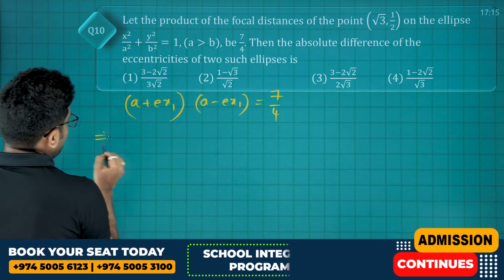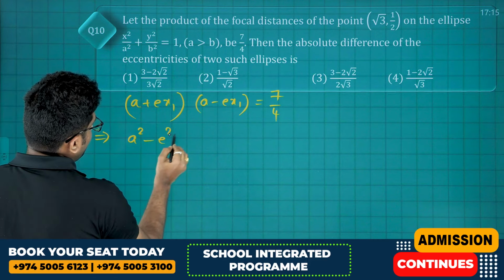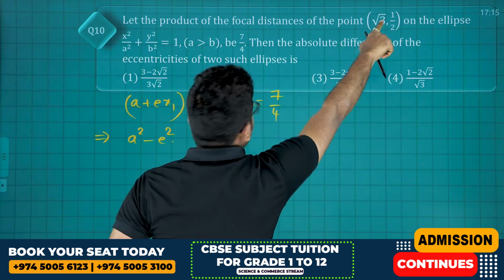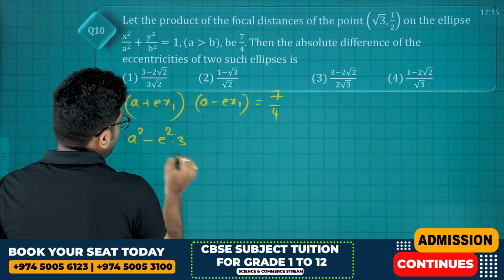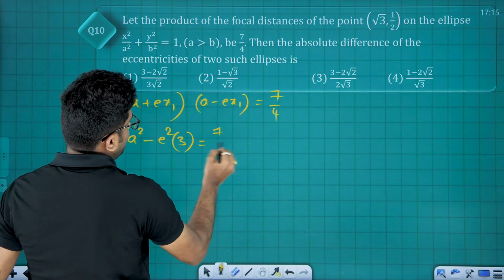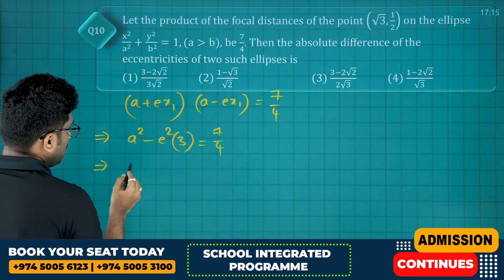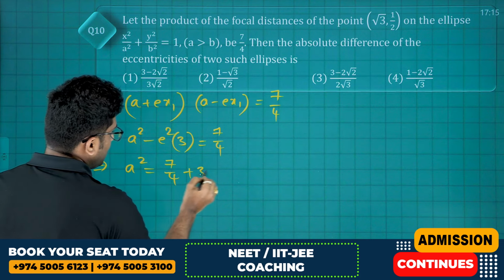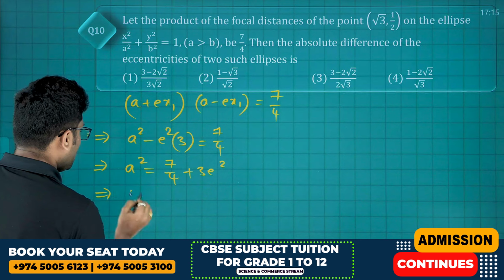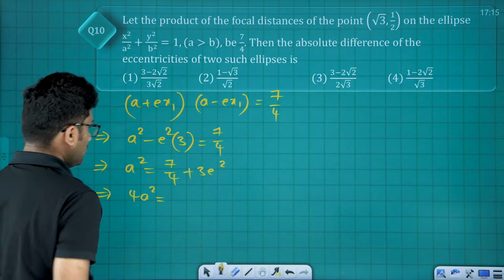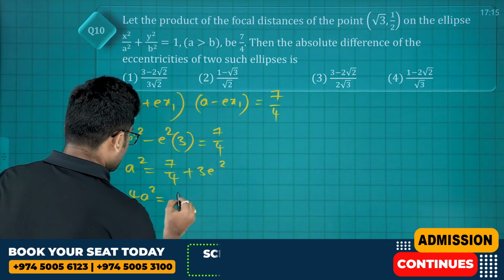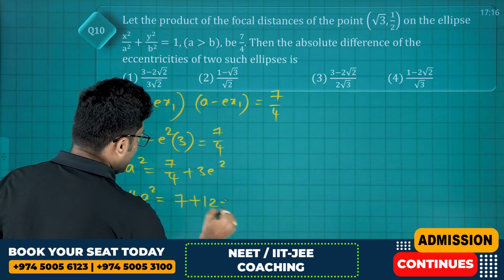So this is clearly a square minus e square into x1 square. But what is x1 square? x1 square is root 3 whole square, no? Which is equals to 7 by 4. So a square is equals to 7 by 4 plus 3 e square. From here we get 4a square is equals to 7 plus 4 3s are 12 e square.